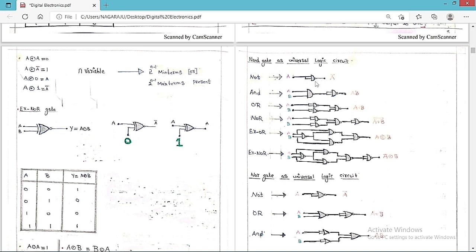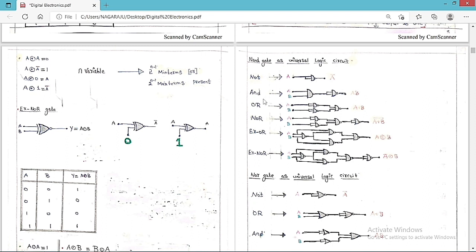So with the help of a NAND gate, if you join the two input terminals to a common input A, it is called the NOT gate, because the output is equal to A bar: A into A whole complement is equal to A complement.